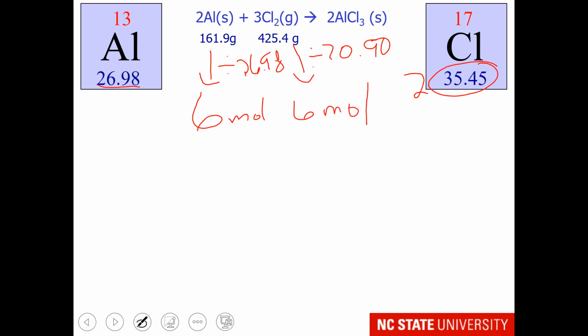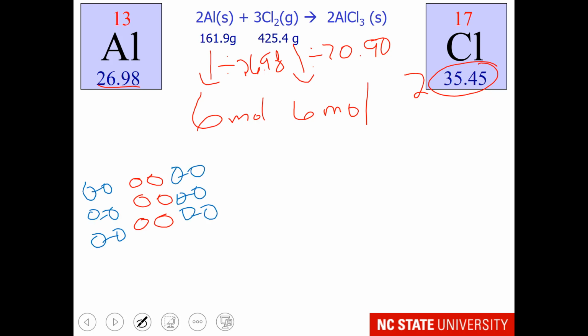So first, let me do for you the circle method. I'm going to draw 6 circles to represent my aluminium. Now I need my Cl2. So I'm going to choose a different color just to distinguish it. There we go. Now I have 6 moles of Cl2. Now let me draw a circle making my product. Each product is 1 aluminium with 3 chlorines.